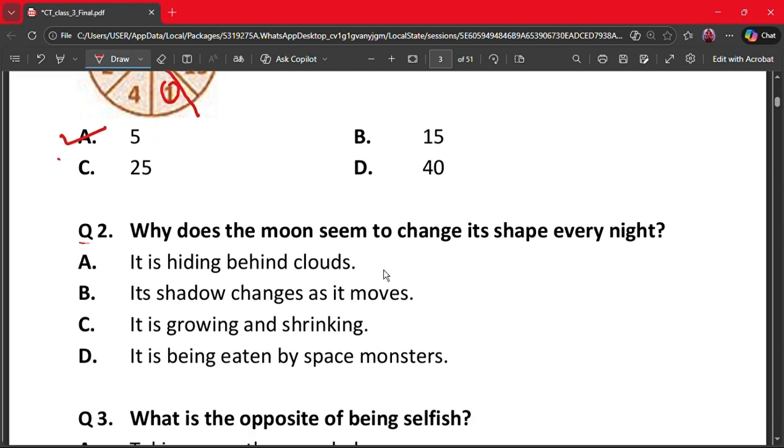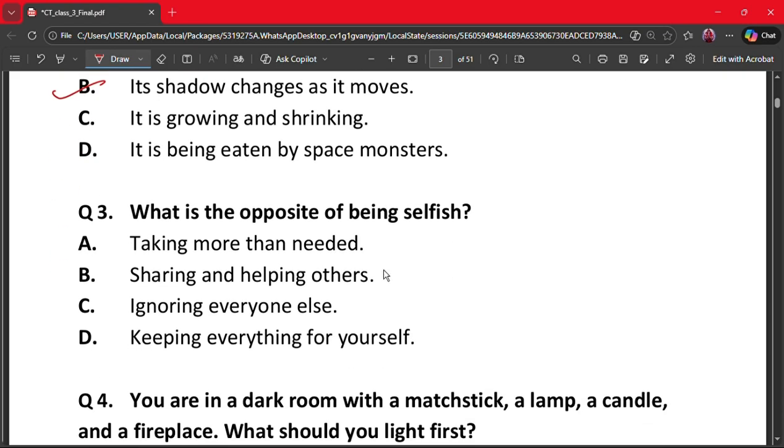Question number 2. Why does the moon seem to change its shape every night? A. It is hiding behind clouds. B. Its shadow changes as it moves. C. It is growing and shrinking. D. It is being eaten by space monsters. The correct answer is option B. The moon phases happen because sunlight hits it differently as it orbits Earth. So let's move on to our next question.